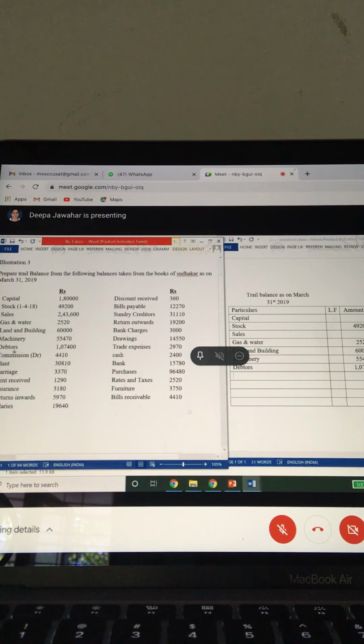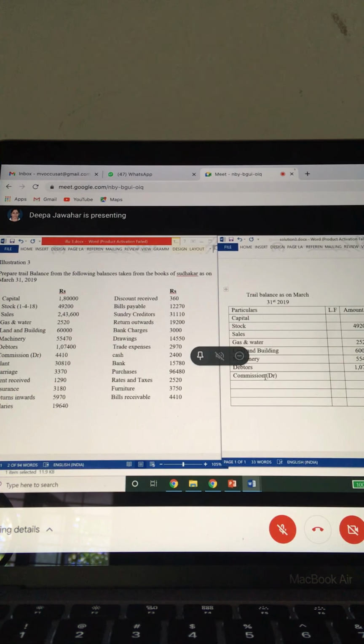Next is commission. Commission is debit, which means commission paid. Commission DR in the bracket. Commission paid means commission on the debit side, which is an expense to the company.